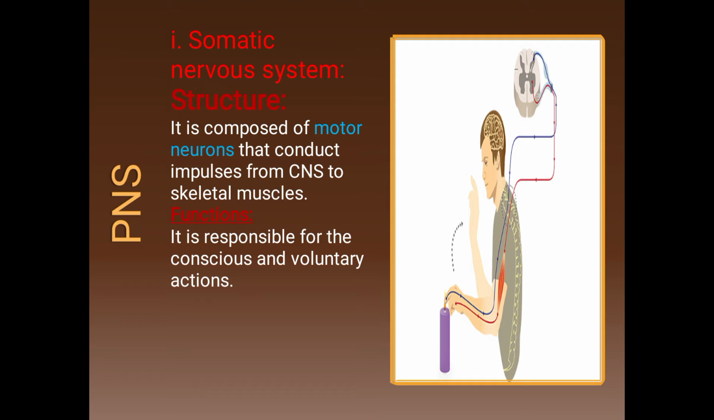Somatic nervous system. It is composed of motor neurons that conduct impulses from the central nervous system to skeletal muscles. Functions of the somatic nervous system. It is responsible for conscious and voluntary actions. What are voluntary actions? When an action is produced with the involvement or thought of a person, it is called a voluntary action. For example, walking, eating, jumping, and running.